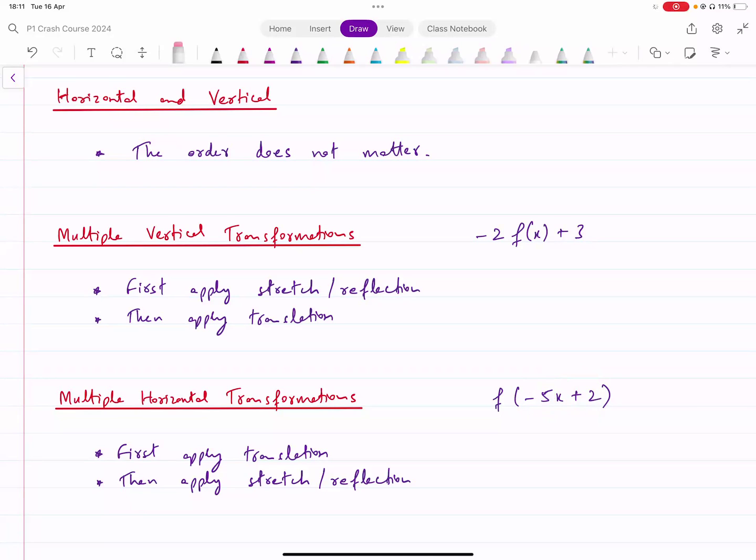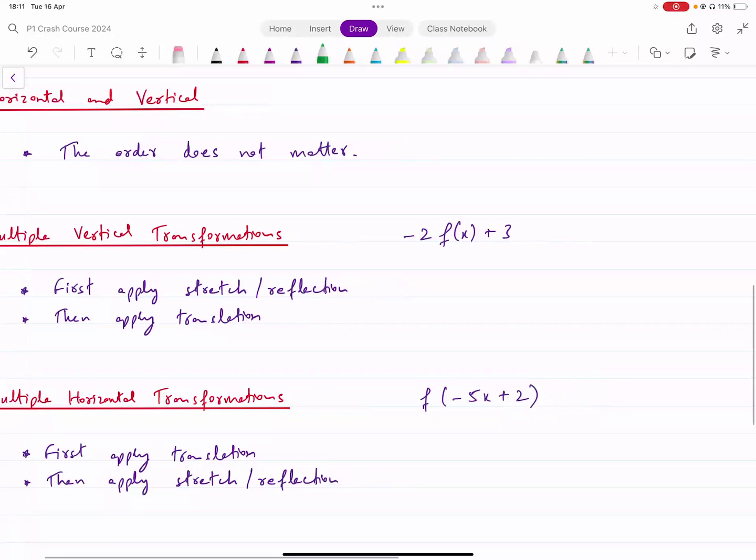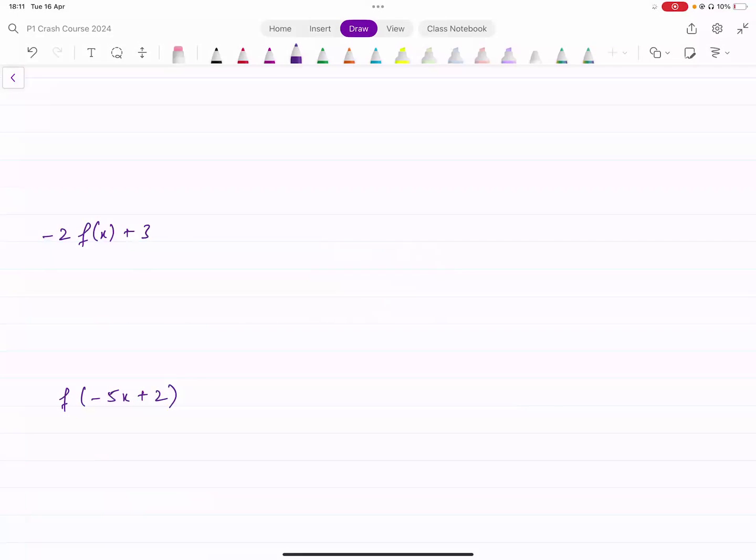If it's in standard form like this, f of some number times x plus or minus something, translation is applied first, stretch and reflection are applied afterwards. You need to remember this order whenever you have something in standard form like this. Now, sometimes they confuse you by not using the standard form. Instead, they would put some extra brackets. They might write something like -2 f(x + 3). This is also a horizontal transformation because you're doing something inside the function to x. Both of these transformations are fine, but these brackets basically force the order to be different.